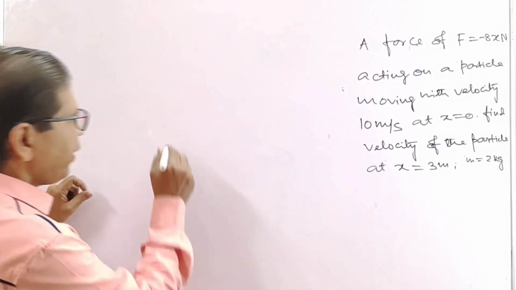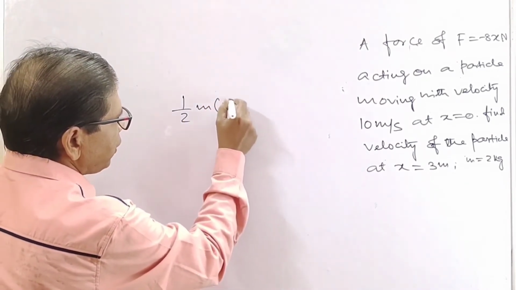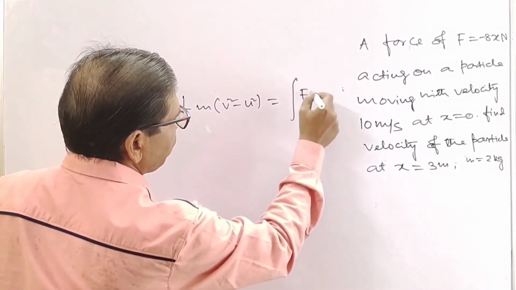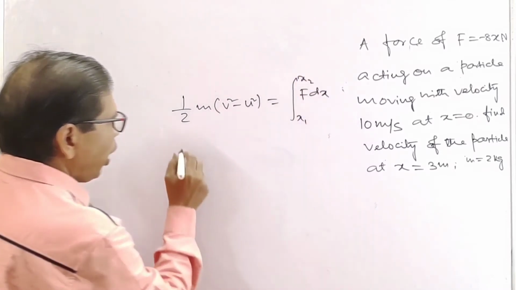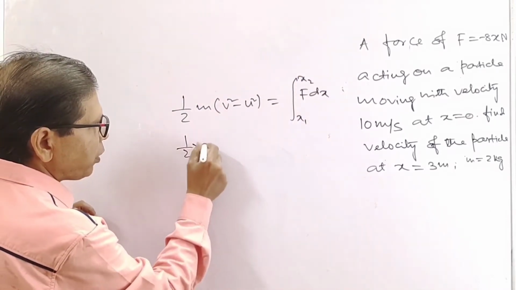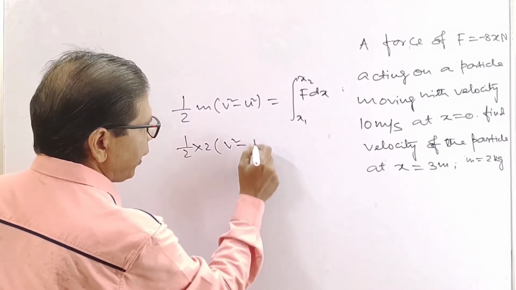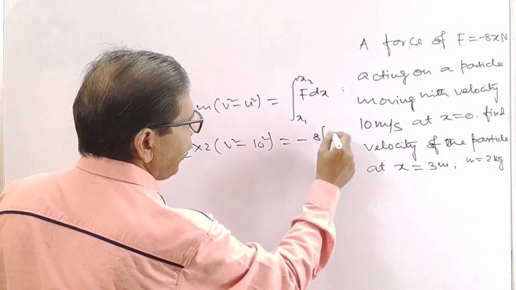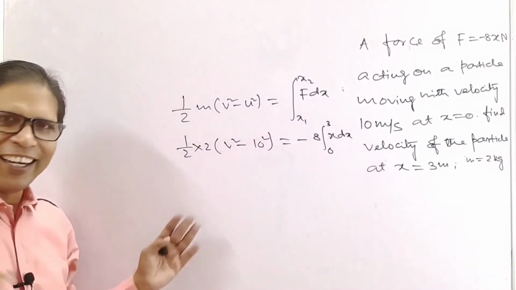Now look at this. Here half m (v square minus u square) equals work done by the variable force, that is the integration from x1 to x2. Now this is half, m is 2, v square we have to calculate, and this is 10 square, and this is minus 8x dx from 0 to 3. Okay, understood?